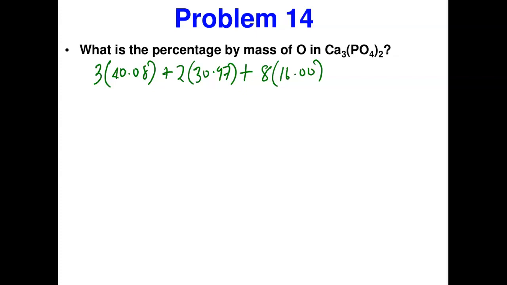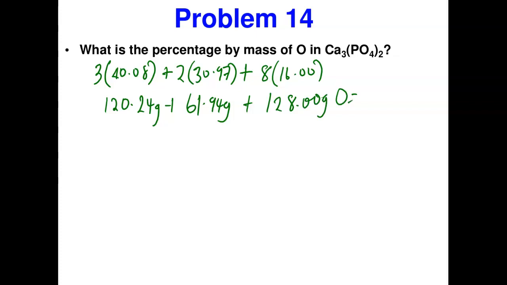So if I'm going to calculate them individually, if you multiply this, it will give you 120.24 grams of this guy. This will give you plus 61.94 grams of this guy. And then this will give you plus 128 grams. Okay, I want to maintain the number of digits I have there, so this is going to give me 128.00 grams of oxygen.